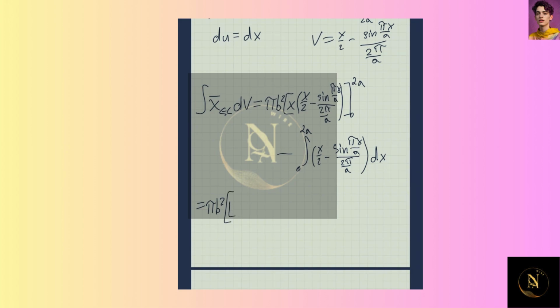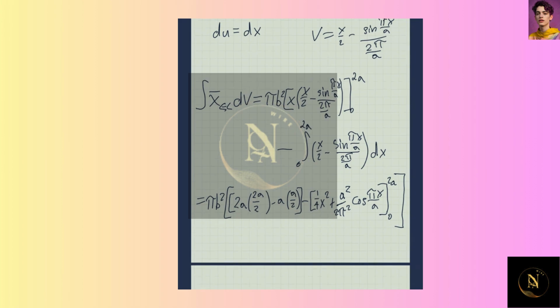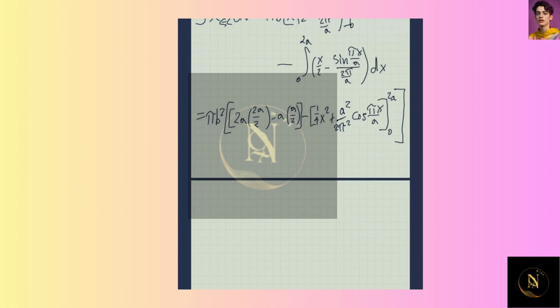So then solving the integral, it comes out to pi b squared times (2a times 2a over 2 minus a times a over 2) minus 1/4 x squared plus a squared over 2 pi squared times cosine pi x over a, from 0 to 2a for that last part.